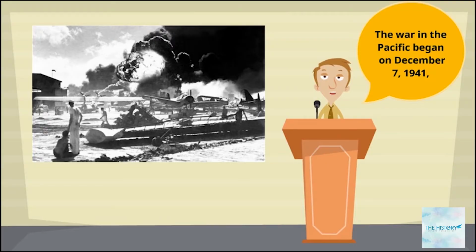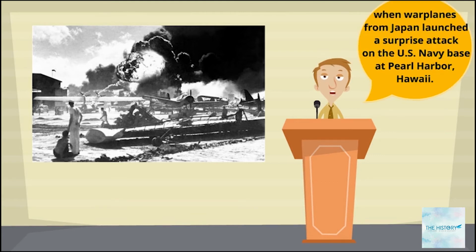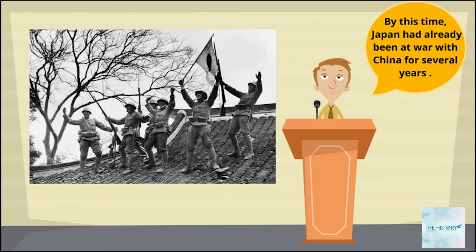War in the Pacific began on December 7, 1941, when warplanes from Japan launched a surprise attack on the U.S. Navy base at Pearl Harbor, Hawaii. By this time, Japan had already been at war with China for several years.